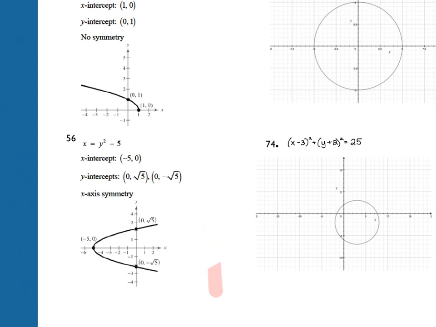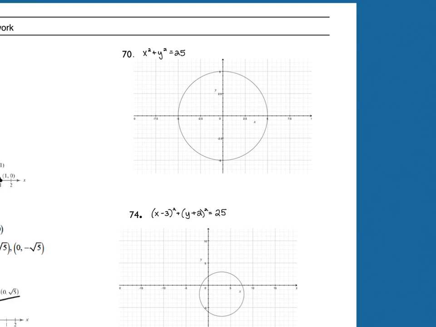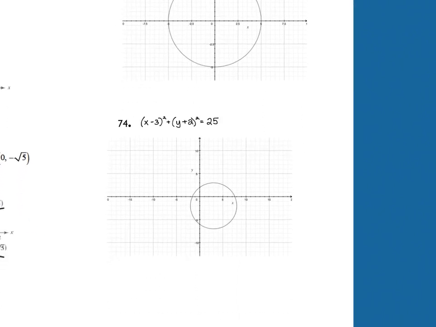56, x-intercept -5, 0. Y-intercepts 0 and plus and minus √5, and it's x-axis symmetry. Graph was a parabola turned on its side. 70, there's your circle, center 0, radius 5. Your equation is x squared plus y squared equals 25. 74, it should have been x minus 3 squared plus y plus 2 squared equals 25. And your graph should look like that.